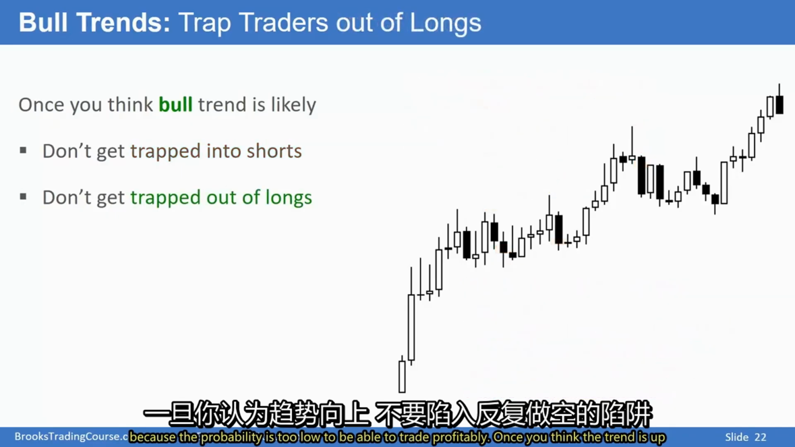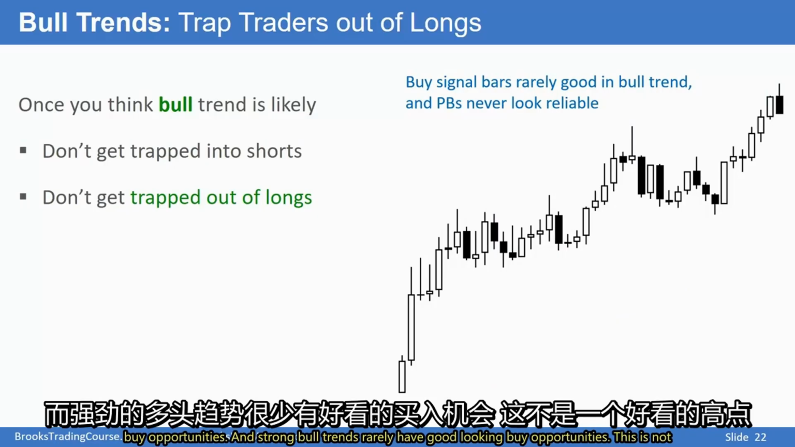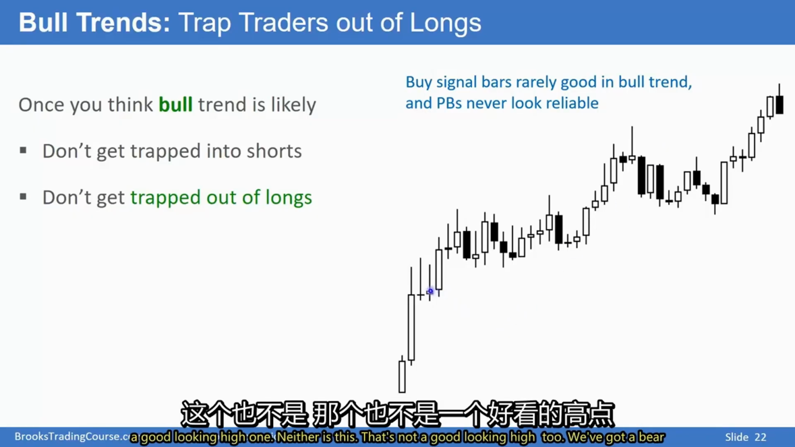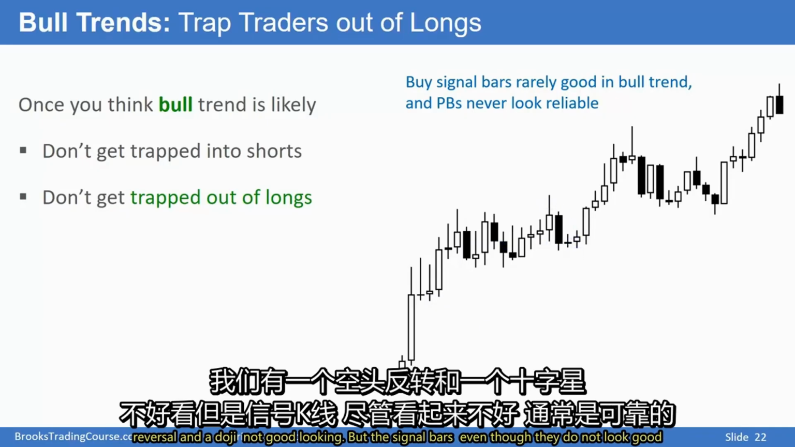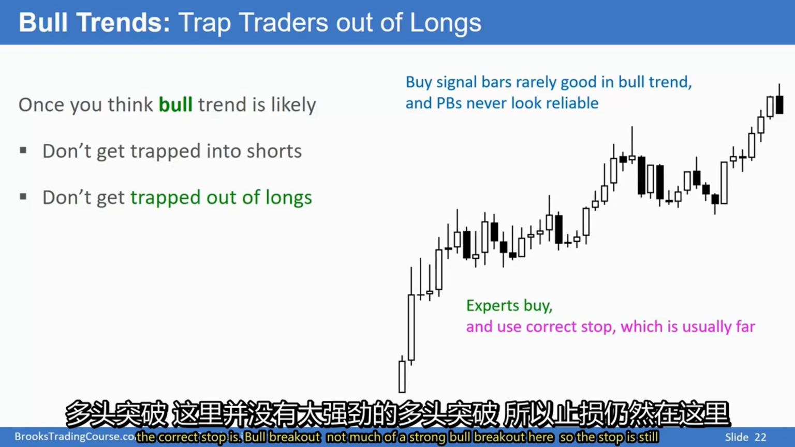Once you think the trend is up, don't get trapped into repeated shorts. Don't be selling. You just keep looking for buy opportunities. And strong bull trends rarely have good looking buy opportunities. This is not a good looking high one. Neither is this. That's not a good looking high two. We got a bear reversal and a doji, not good looking. But the signal bars, even though they do not look good typically, they're reliable. The probability is high.